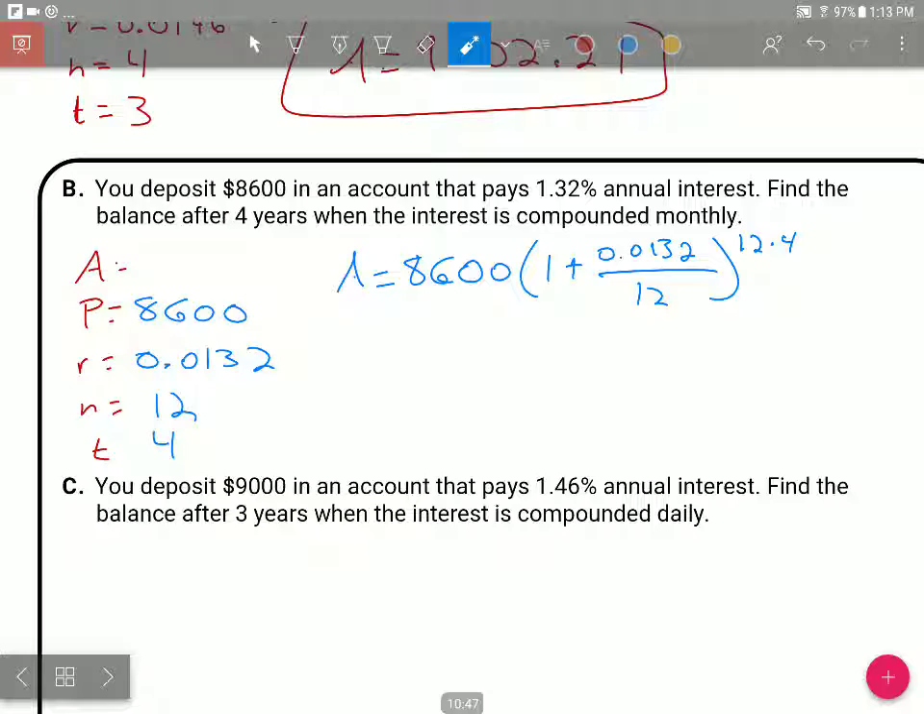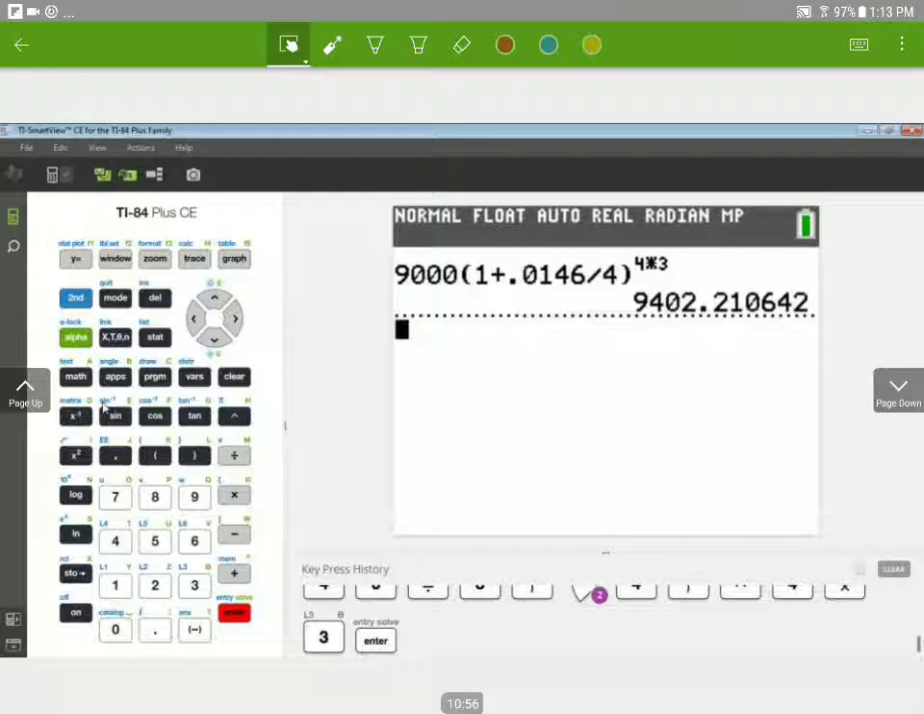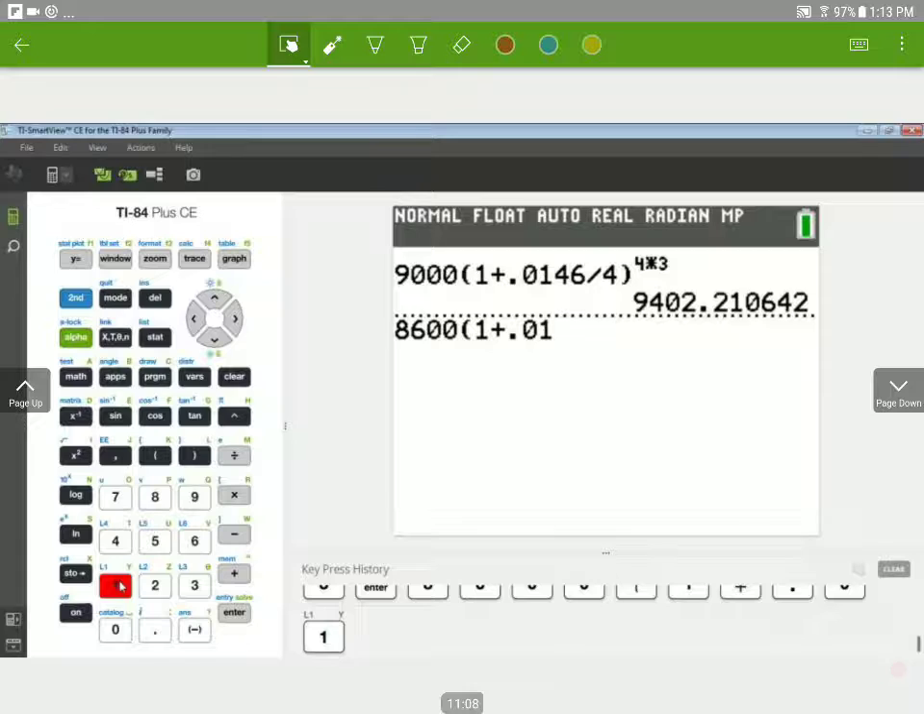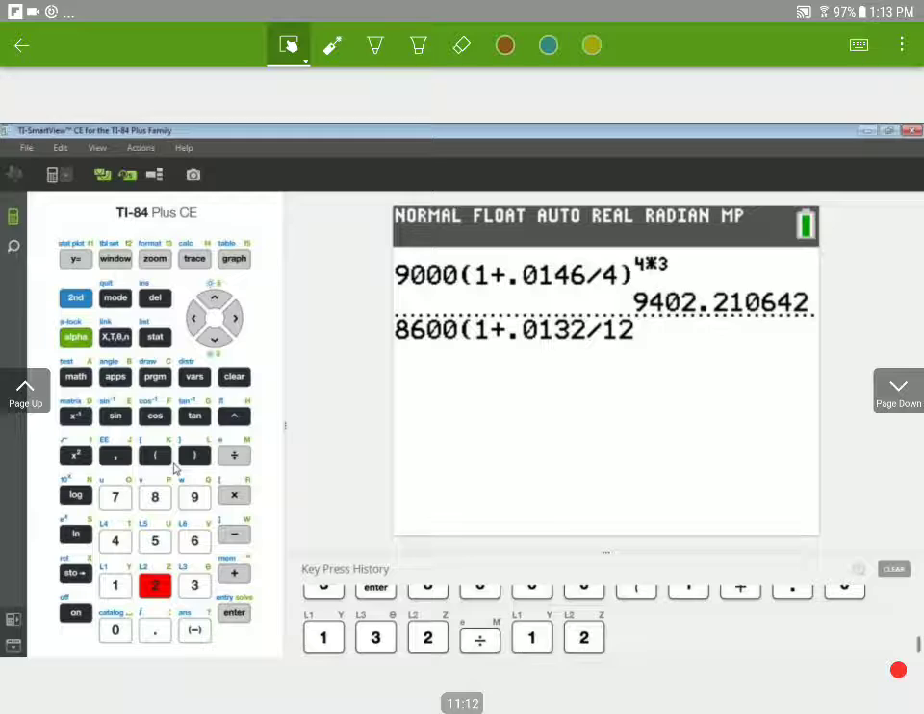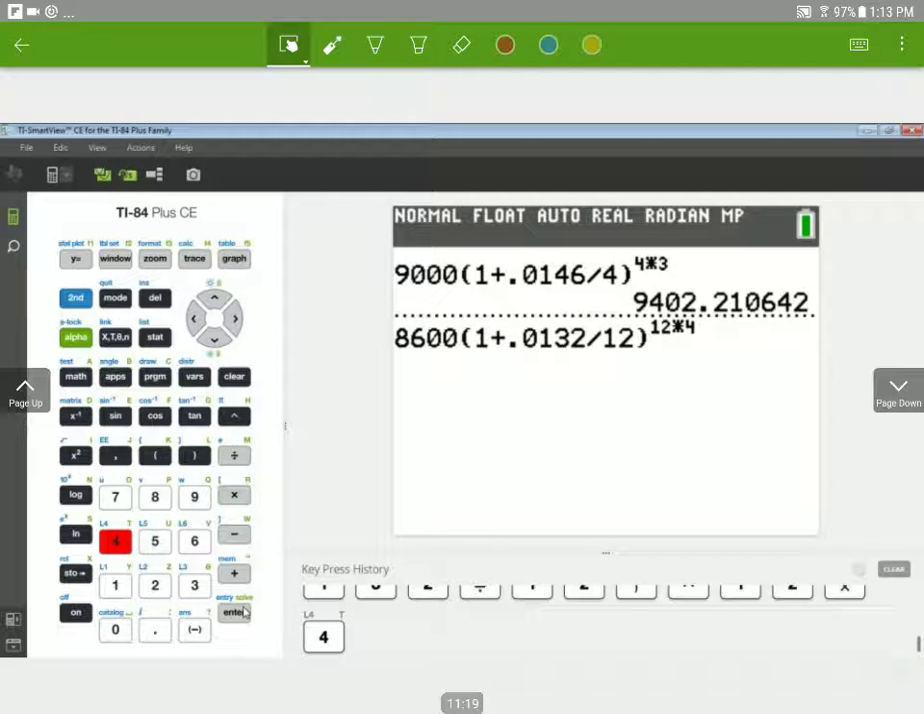All right, any questions on that? Sweet, let's solve it. So 8,600, I'm sorry, 8,600 times parentheses 1 plus 0.0132 divided by 12, to the 12 times 4. 4 times 12, doesn't matter.